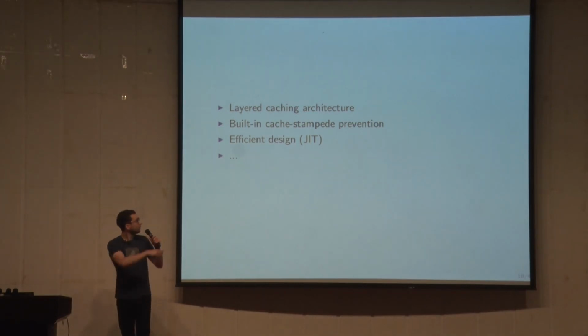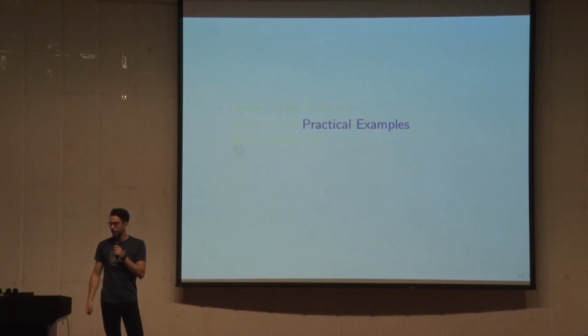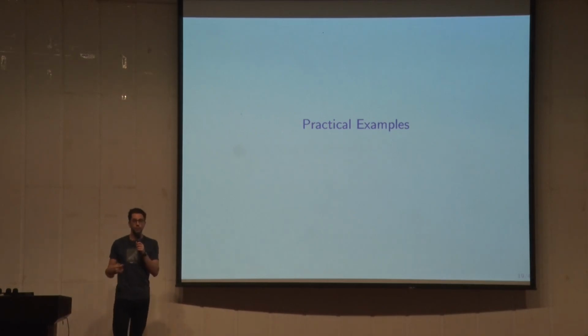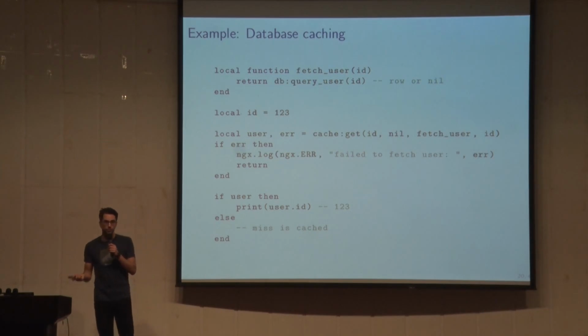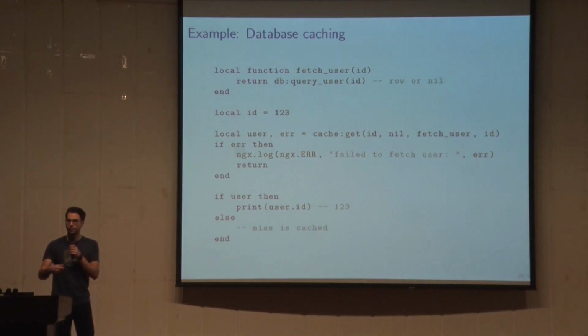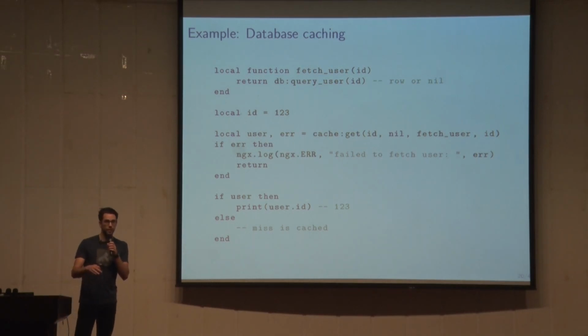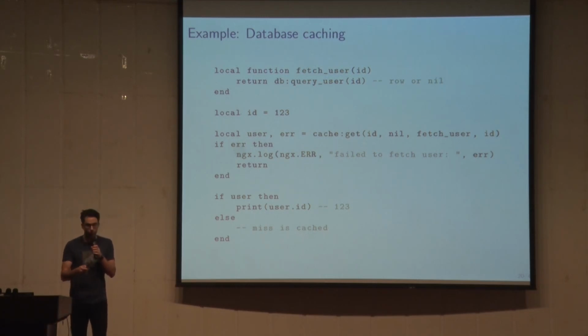Okay, now we're going to explore more features, but for that we're going to explore practical examples. A few examples of how you can use mlcache in your applications. First of all, the most obvious one, database caching. I'm going to walk you through this code, and you'll see that the way mlcache is designed makes it very easy to implement in your application.